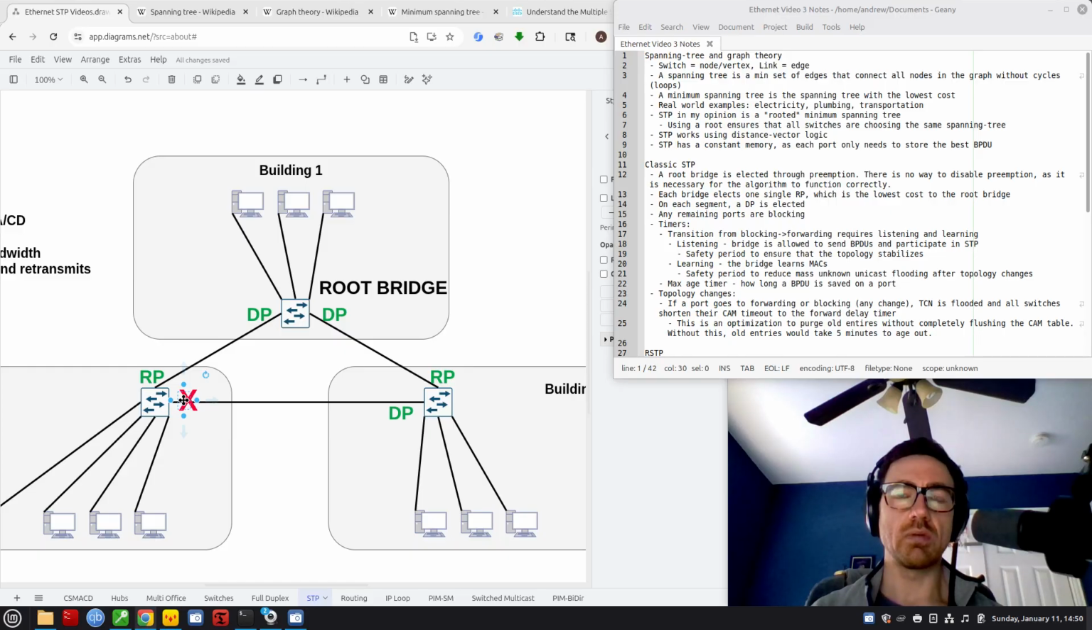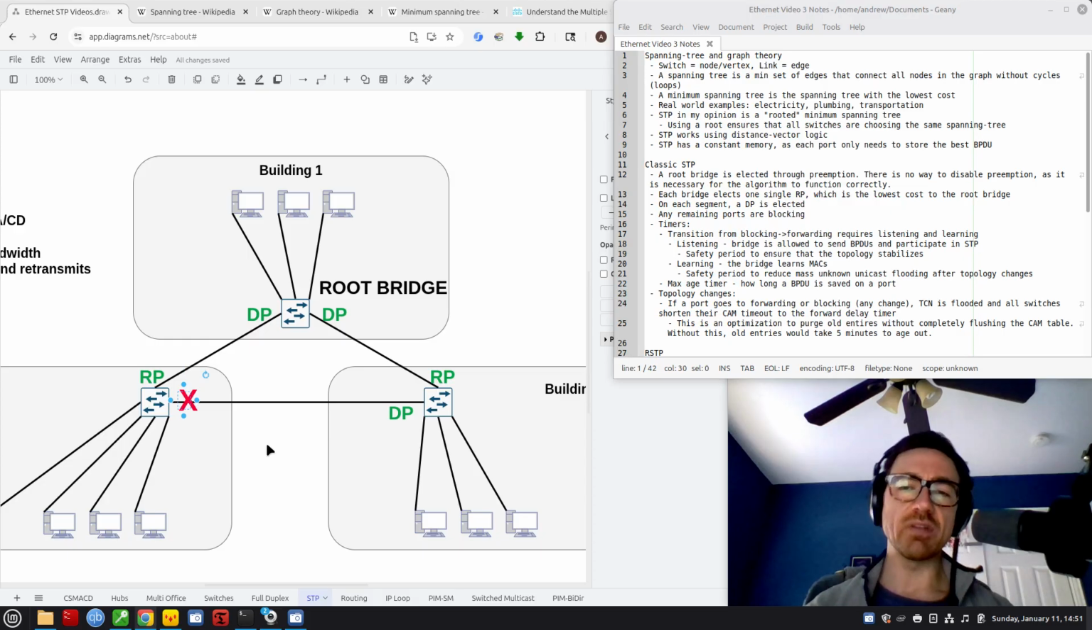So any convergence event that happens with spanning tree is going to be a minimum of 30 seconds for convergence, because a port that's blocking, in order for it to go up and go forwarding, it's going to have to go through listening and learning. It might additionally have to first age out the BPDU that's stored on that port before it can transition to listening and learning, in which case it will be the max age timer that dictates how long that BPDU is saved on that port. So it's kind of like a hold time for the BPDU on that port.